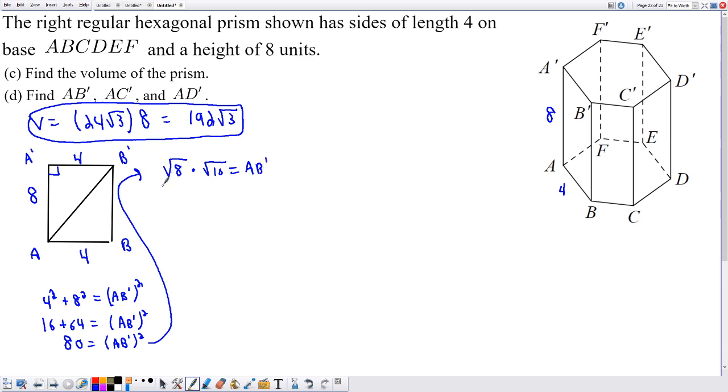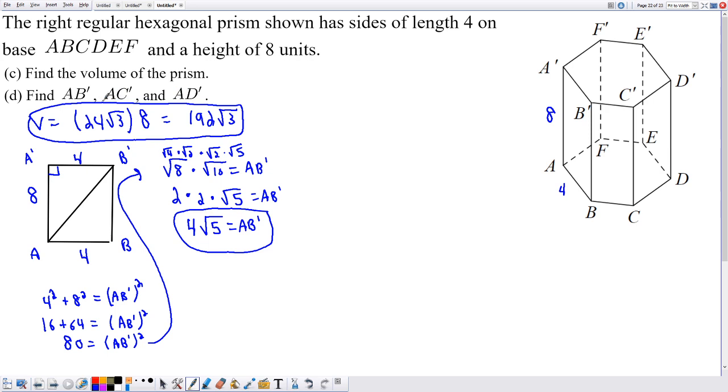8 is 4 times 2, so the square root of 4 times the square root of 2, times, well, we have 10, which is the square root of 2 times the square root of 5. The square root of 4 reduces to 2. The square root of 2 times the square root of 2 also reduces to 2, and we're left with just the square root of 5 equals AB prime. And that gets us 2 times 2 is 4 times the square root of 5 equals AB prime. Okay, so we have solved that part. Now let's look at the next one.